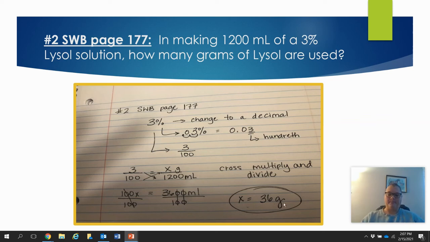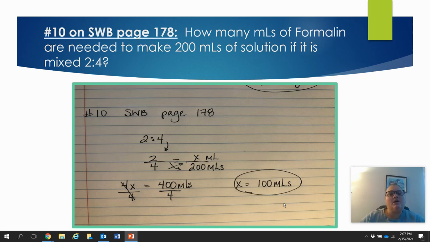All right, the other question I picked was number 10 on page 178. How many mLs of formalin are needed to make 200 ml solution if it is mixed in a ratio of 2 to 4? So here is our 2 to 4 ratio, and this is what it looks like in fraction form, 2 over 4. So we have 2 over 4 here, and it wants to know how many mLs are needed to make a 200 ml solution here.